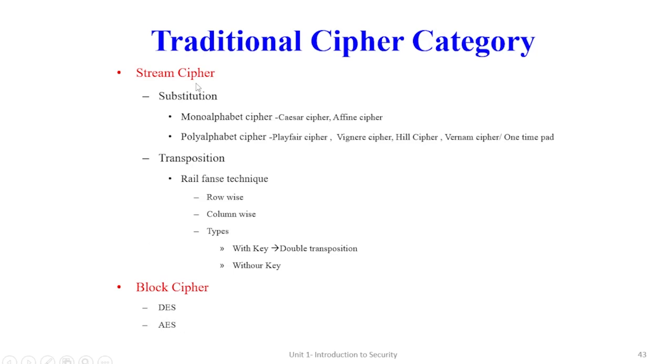Among the stream cipher techniques, the first technique is substitution, which has two subdivisions. One is the monoalphabetic cipher and the other is the polyalphabetic cipher. The monoalphabetic cipher contains two algorithms, the Caesar cipher and the affine cipher. The polyalphabetic cipher contains four different algorithms, namely the Playfair cipher, Vigenere cipher, Hill cipher, and Vernam cipher.